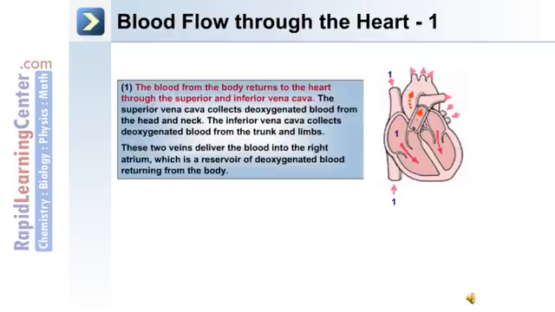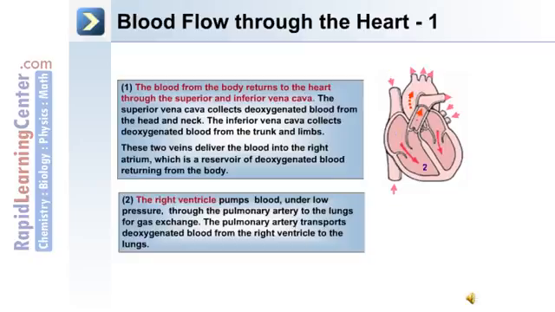Let's review blood flow through the heart. The blood returning to the heart from the body enters the right atrium through the superior and inferior vena cava. The superior vena cava collects deoxygenated blood from the head and neck region, and the inferior vena cava from the trunk and limbs. These two veins deliver the blood into the right atrium. The right ventricle pumps the blood under low pressure through the pulmonary artery to the lungs for gas exchange. The pulmonary artery transports deoxygenated blood from the right ventricle to the lungs.